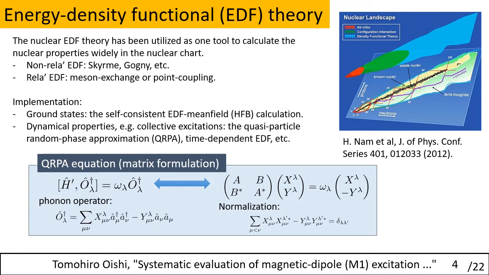For the implementations, the ground states have been calculated by using the self-consistent EDF mean field calculation. The famous example is the Hartree-Bogoliubov. On the other side, for dynamical properties like collective excitations, the quasi-particle random phase approximation has been utilized, or more generally, time-dependent EDF theory has been studied.